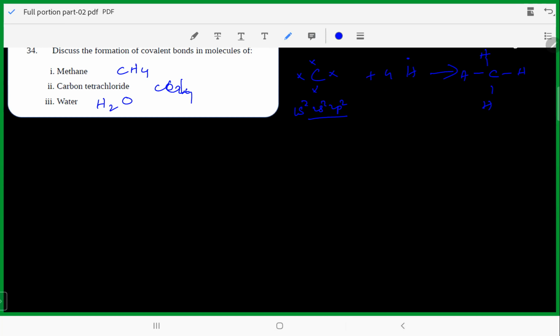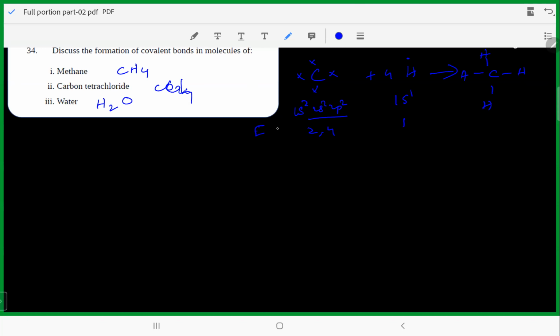This one you draw, na? Yeah. Okay. That's also good, but I'm explaining how it is forming. But you have to write the other things, the electronic configuration, and then that hydrogen has 1s1 electronic configuration. That you have to write. Otherwise, 2, 4 and 1.